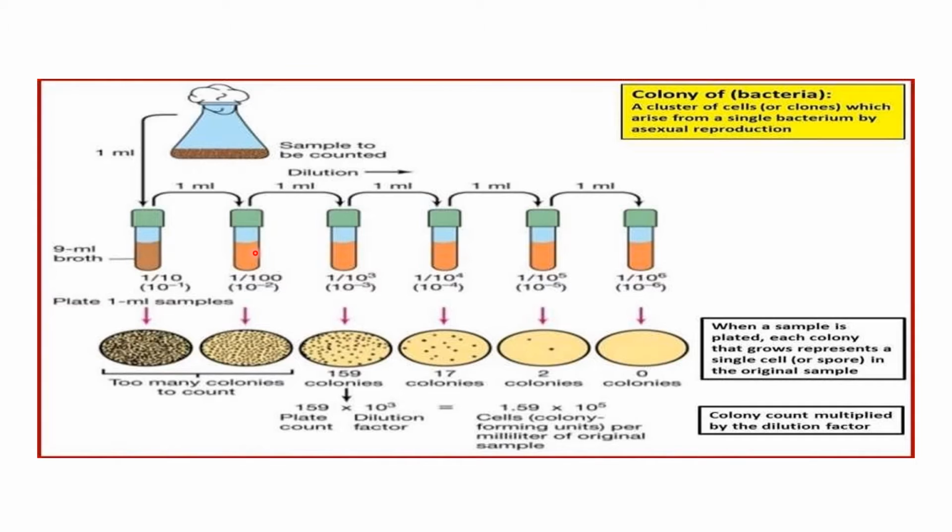Again if you take 1 ml of sample from this first tube and add it into the second tube which consists of 9 ml of sterile broth, this will be your 1 divided by 100 dilution, which we can call a 10⁻² dilution. Again transferring 1 ml of solution from the previous tube into the next tube leads to the formation of 10⁻³ dilution. Then by repeating the process 2 to 3 times, finally you will get 10⁻⁶ dilution of the sample.